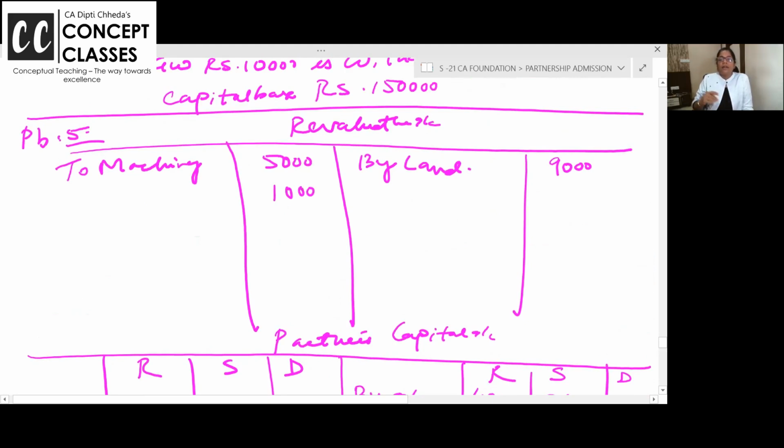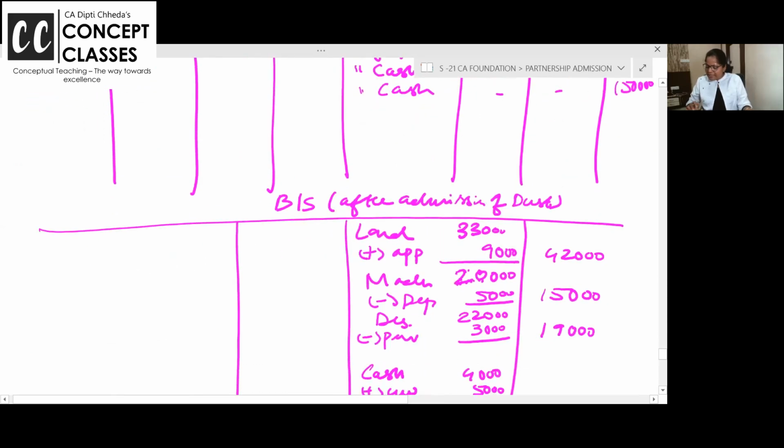increase. When you increase the provision, it's a loss. Revaluation account debit to provision for doubtful debts. Please give it a 5 star. This is the silliest mistake students are doing. Don't increase the provision by 3,000, bring it up to 3,000. It's already 2. Increase it by 1.